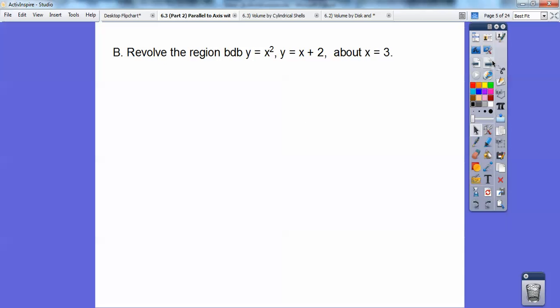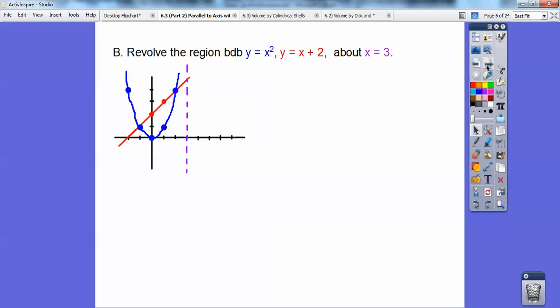So revolve the region bounded by, and we're going to find the volumes of these. So y equals x squared, y equals x plus 2, and x equals 3. All right, so here we go. Here's y equals x squared in blue. Here's the line y equals x plus 2, and then we're going to revolve it around this line, okay?